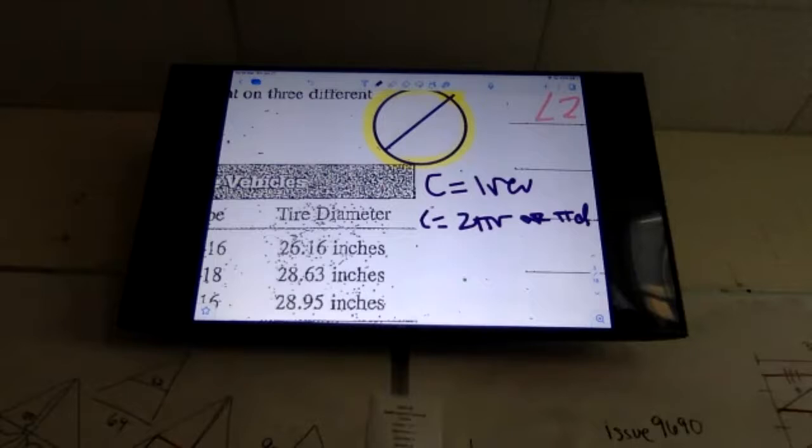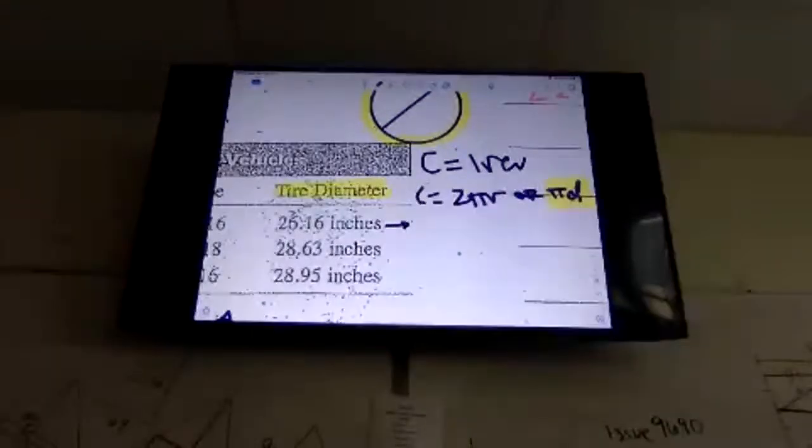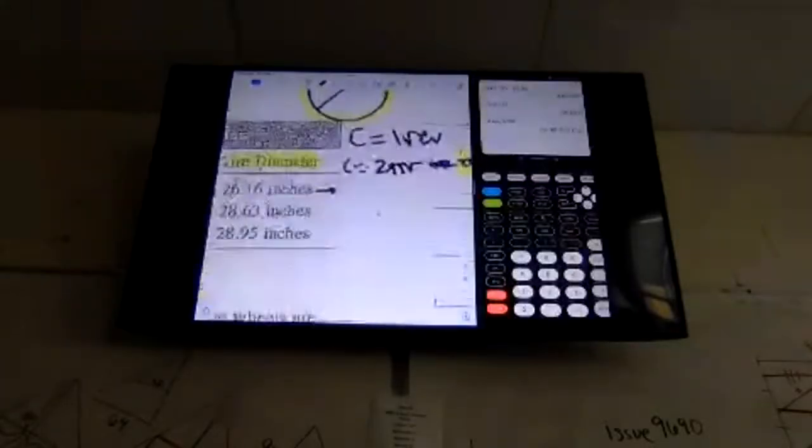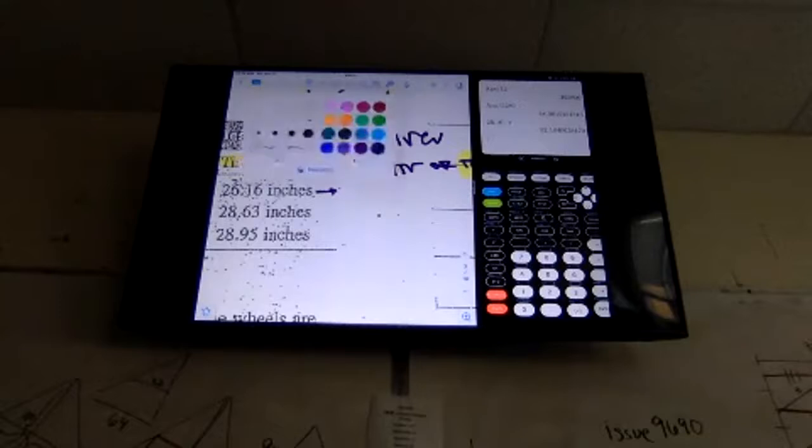Pi d is actually the most helpful thing because I already gave you the diameter. So we're taking all of the diameters I just gave you and multiplying them by pi to figure out how many inches it is for one revolution, what its circumference is. I remember just the other day I have this built-in calculator, so I'm going to use that so you guys can see what I'm doing. I'm going to take each one of those. So I'm going to do 26.16 and multiply that by pi. So my first circumference is going to be 82.18.